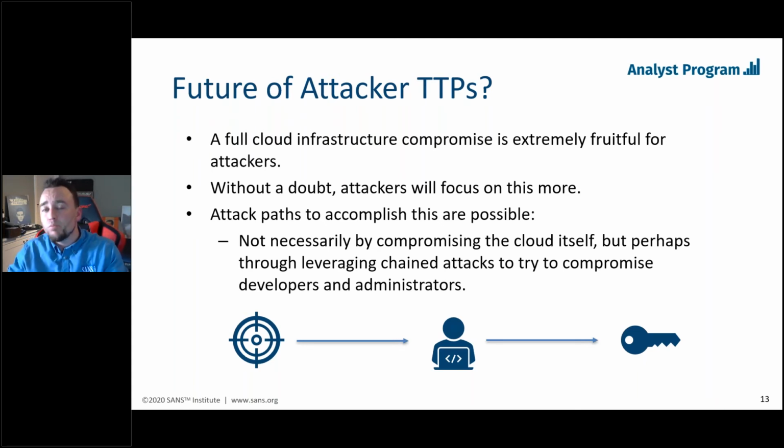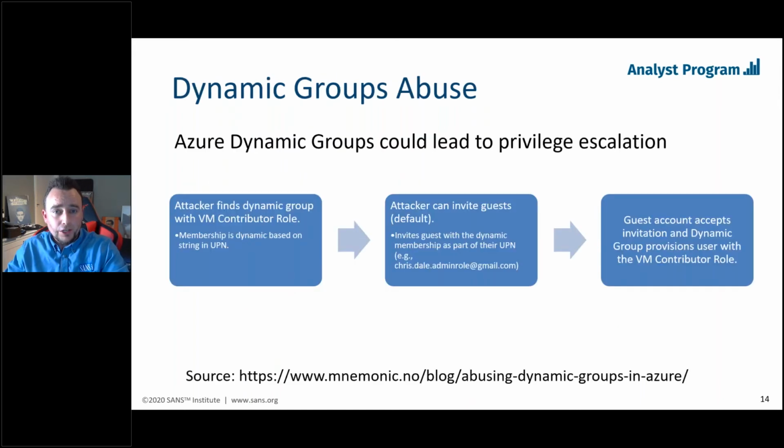But there are many more avenues of attack in the cloud we as incident responders need to consider. So, for example, just recently, Mnemonic, a fellow Norwegian company, released some research on dynamic groups in Azure. Dynamic groups could lead attackers into privilege escalation. And this is an example where we have our security industry talking about a new novel technique, and we can expect criminals and attackers now to change their TTPs and look for this in every cloud compromise that they perform.